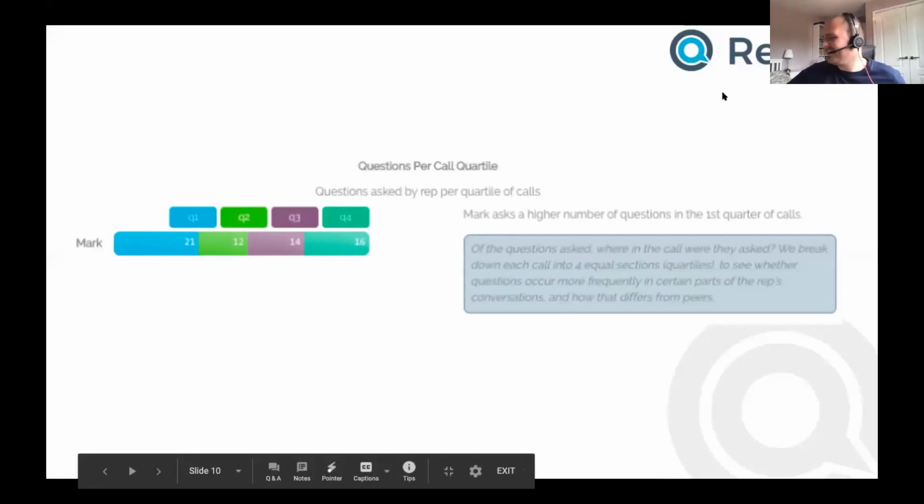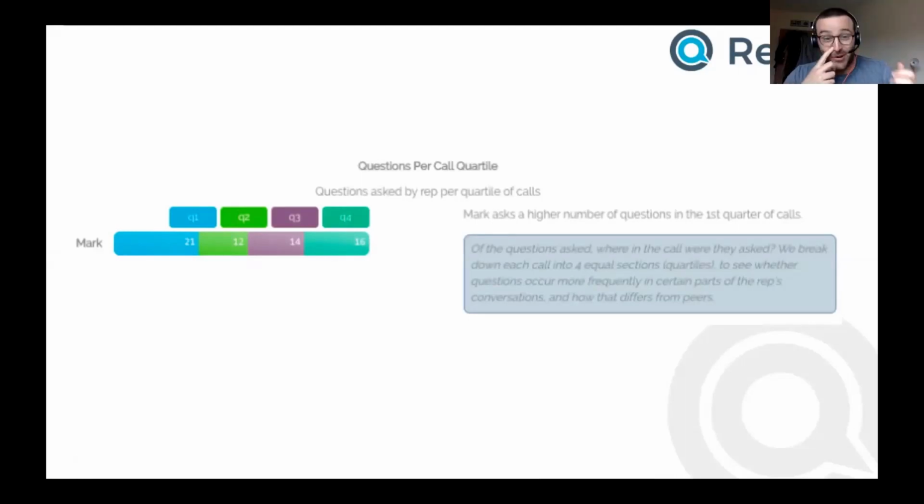This is actually one of Mark's demos, and one of the things that we measure in Refract is the number of questions that the sales rep is asking throughout the conversation, regardless of what type of conversation that is. And you'll see here that a lot of people would assume that for a demo presentation you ask all of your questions at the start and then you ask some of the questions at the end. Well, actually, no.